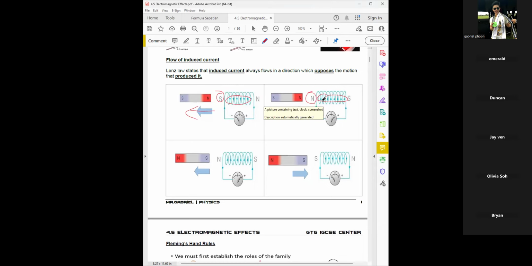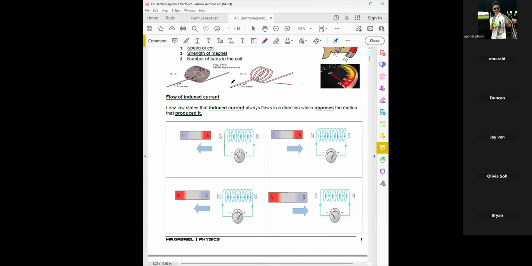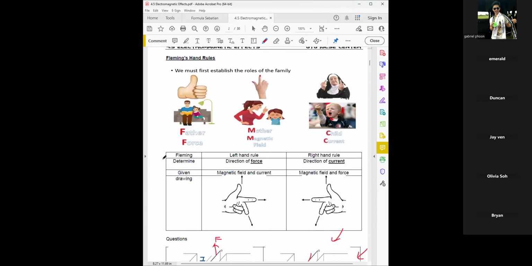Oh, understand. Okay, so yeah, this part here is relatively important. But this is not the important part. This is the important part.